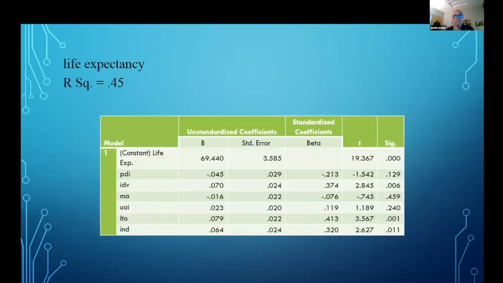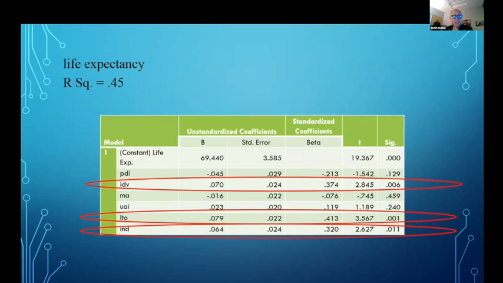So the first model did a simple regression with an R-square of 0.45. And these three variables loaded significantly: individual versus collective, long-term orientation, and indulgence. Power distance, masculinity, and uncertainty avoidance did not enter into the equation.